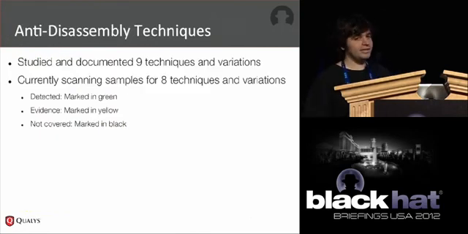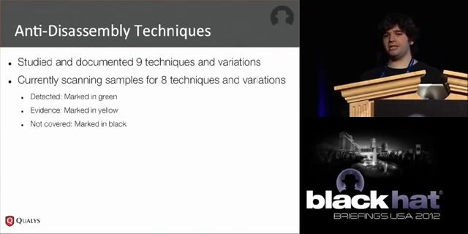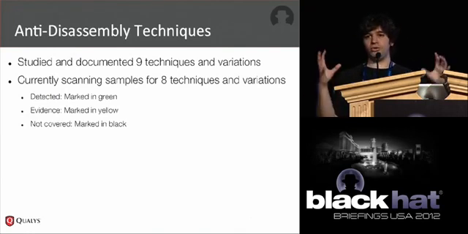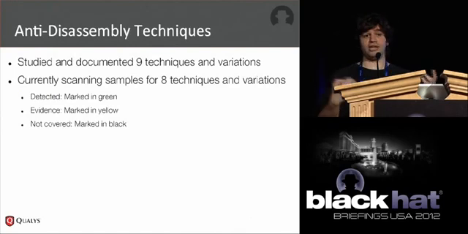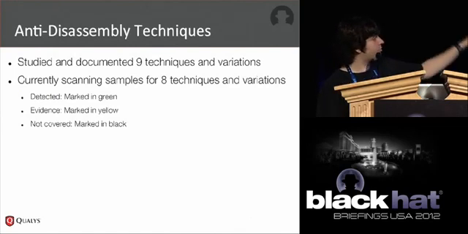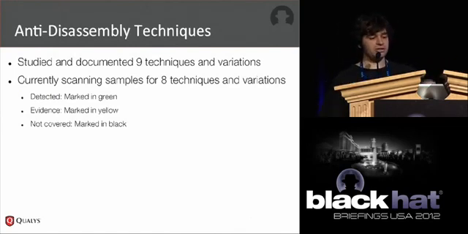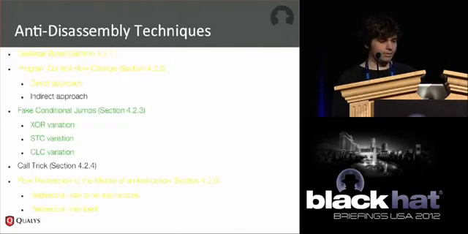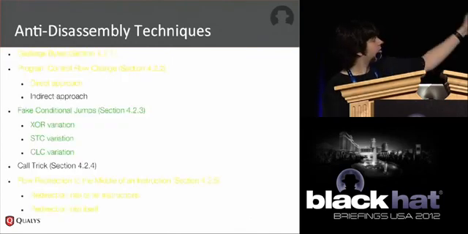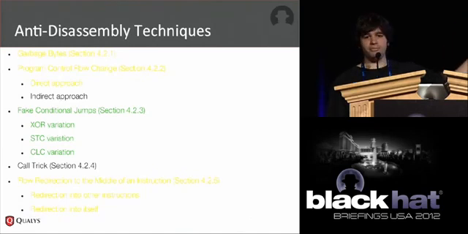And regarding anti-disassembly, we have 9 techniques, including the variations, because there are many variations of the techniques. We grouped some techniques together in the same sections, okay? So the same thing with the colors, and we are detecting 8 of these 9 techniques. Again, the technique, and beside it the section of the paper explaining such a technique.